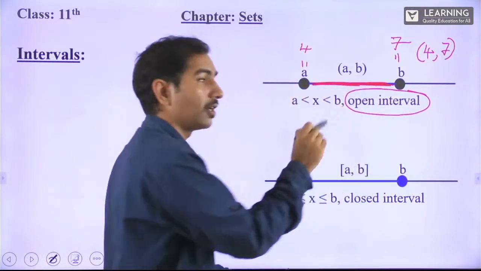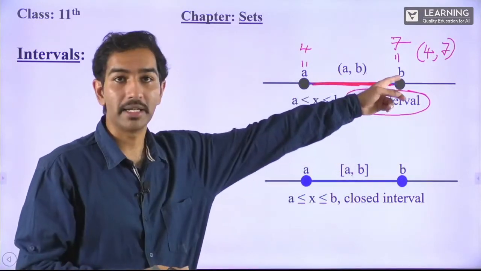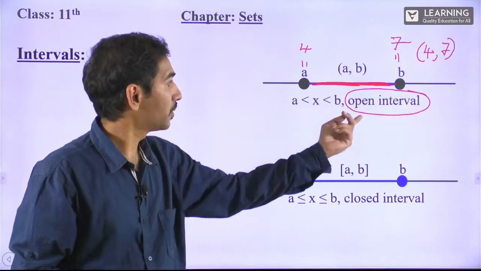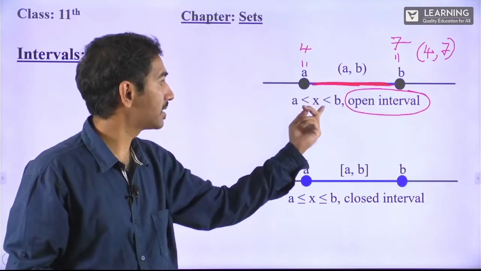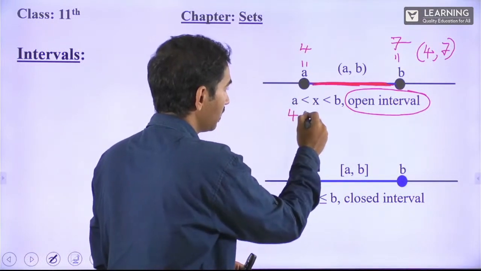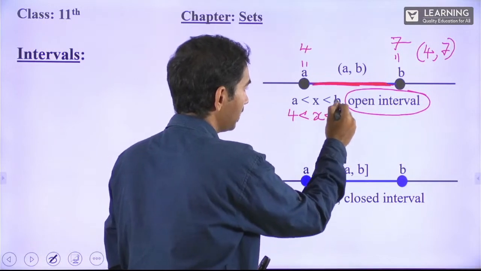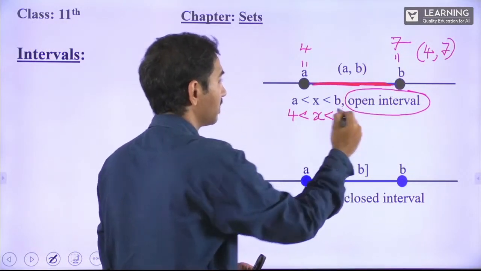Okay, not including the dots. No dots included. That is why we have used curved brackets there. So this is an open interval, which means x can be what? In the place of a, what can we write again? 4. Same inequality, x as it is. And again, in the place of b, we can write 7.